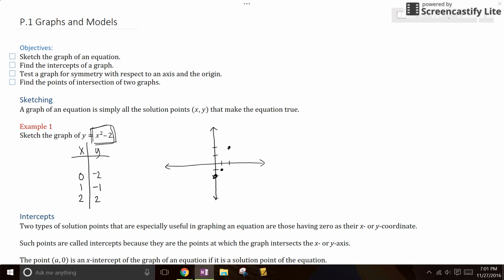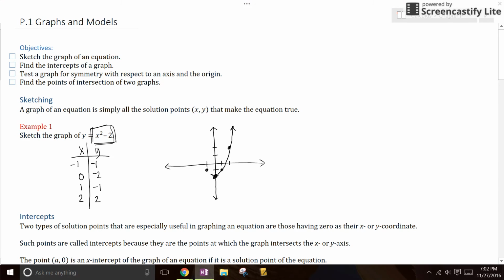So it looks like I'm only getting the right side of the parabola. So it'd be smart to try some negative numbers too, like -1. If I plug that in, I get 1 minus 2 is -1 again. And so that brings in this point. And now it's starting to look more like a parabola. And so there you go.